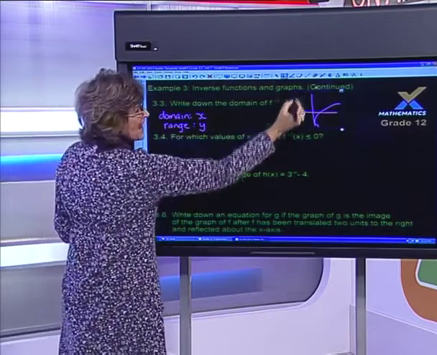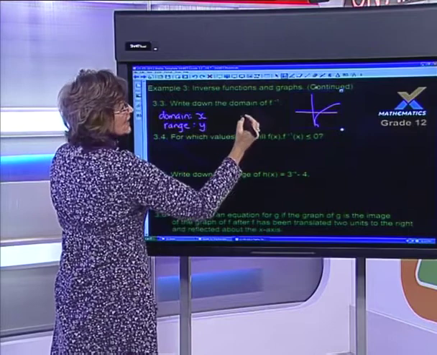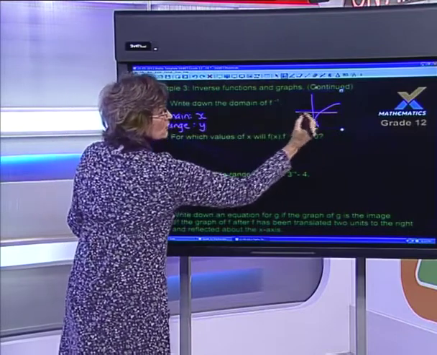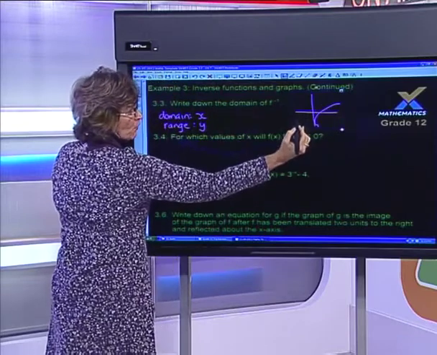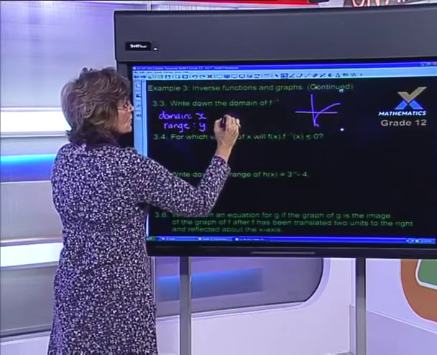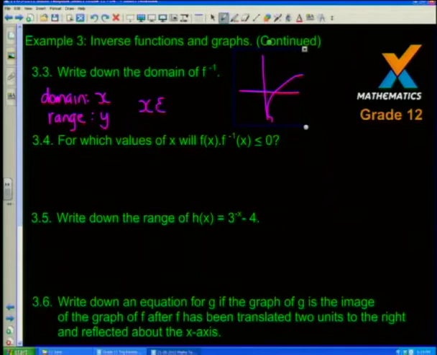So what are the x values that we've used in the inverse? Well, you can see that the graph is exclusively to the right of the y-axis, and so therefore my domain is going to be x an element of the reals, but x greater than 0.